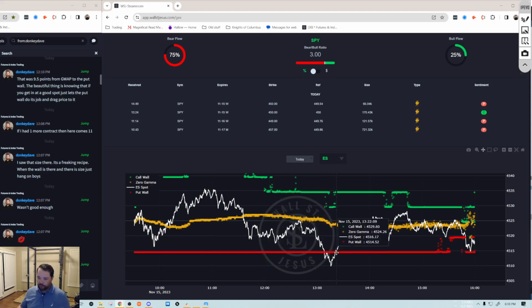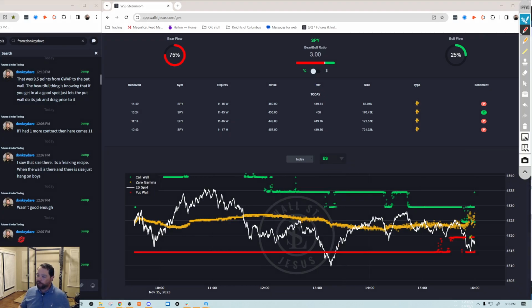I have the tools to show me we have flow coming in. This is flow that's selected from Wall Street Jesus and from the platform. I have the tools telling me here that I watch every day, does the same thing over and over. It's a recipe. Just got to hang on and wait for it.